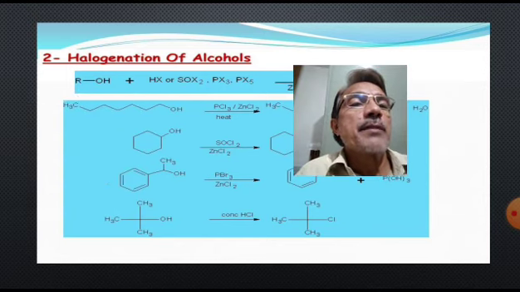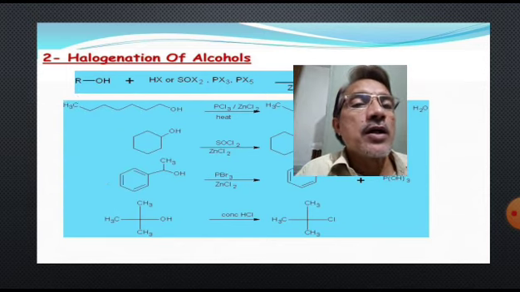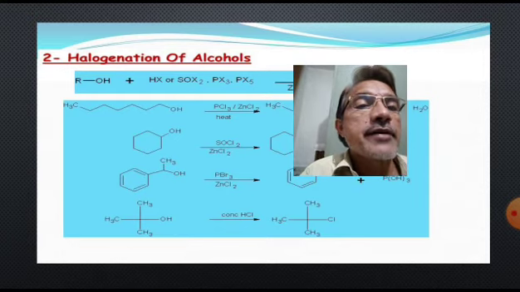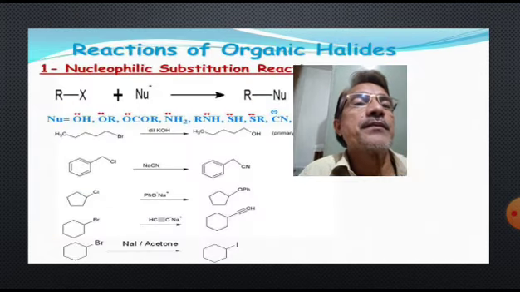In the last example, tertiary butyl alcohol or tertiary butanol. This tertiary butanol on treating with concentrated HCl gives tertiary butyl chloride. In this reaction, the OH group is substituted by a Cl atom.